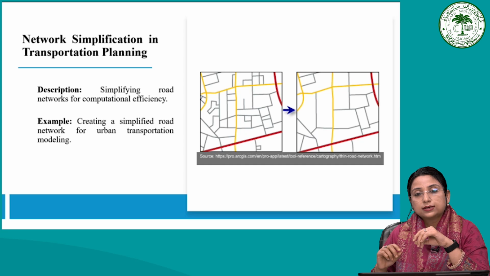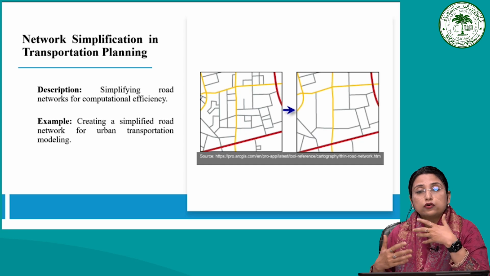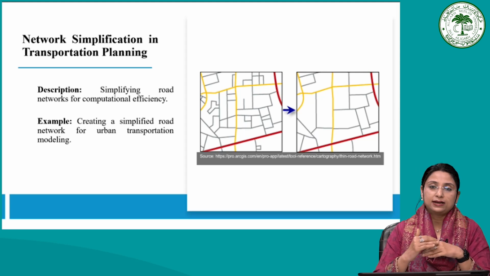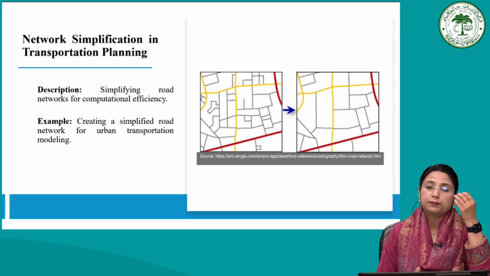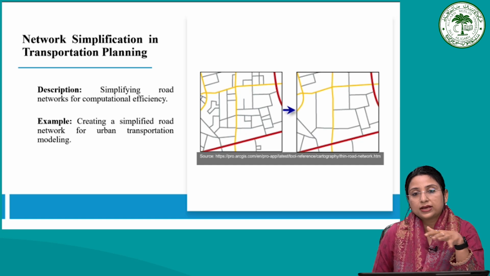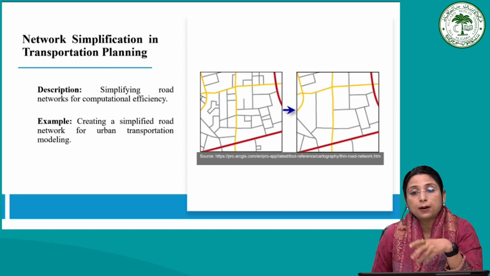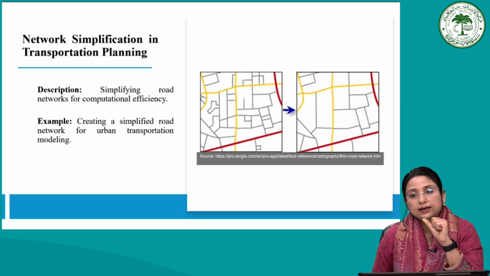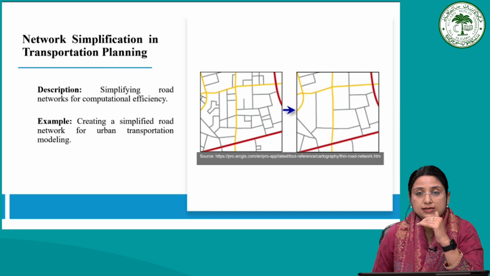So in transportation planning, it is common to simplify these networks in order to improve computational efficiency, because many times this is used in Google Maps and similar tools. We simplify these networks in order to improve computational efficiency or even to abstract them for high-level analysis.